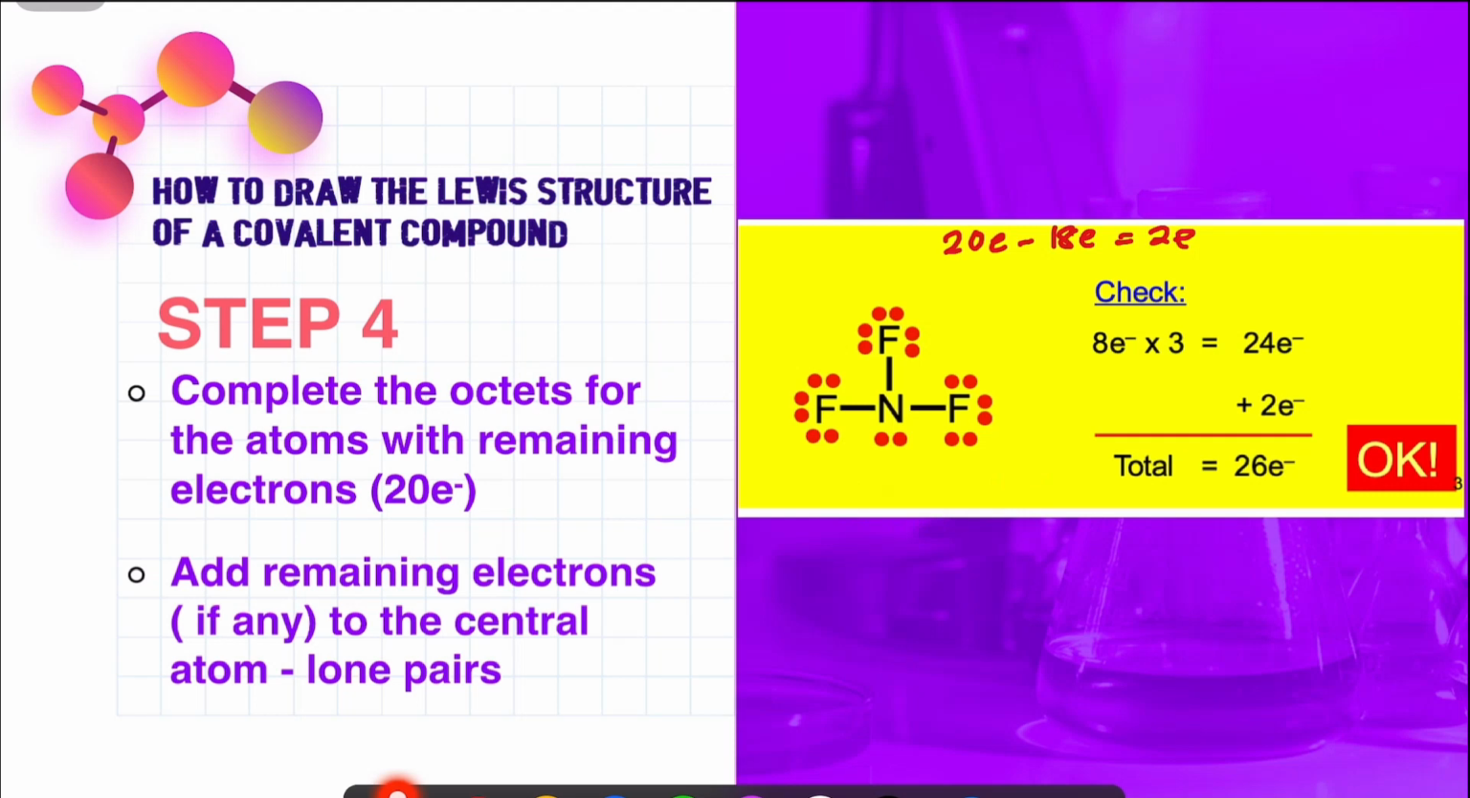Then you can check whether it is correct or not by calculating the total valence electrons. We know that around each fluorine atom, it has 8 electrons. There are 3 fluorine atoms, so 8 times 3 is 24 electrons, plus the 2 electrons of the lone pair on the nitrogen. So the total is 26 electrons. So this is the Lewis structure for NF3.